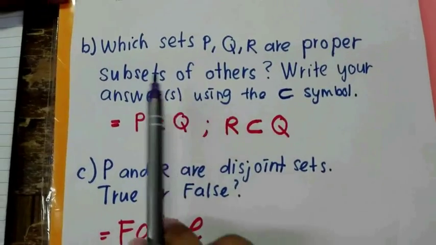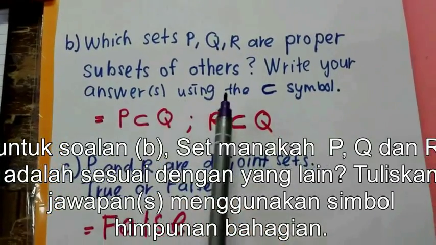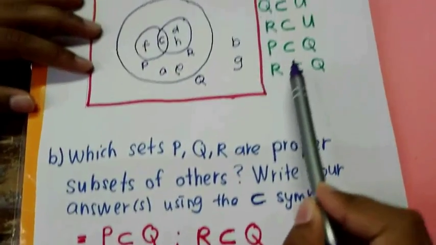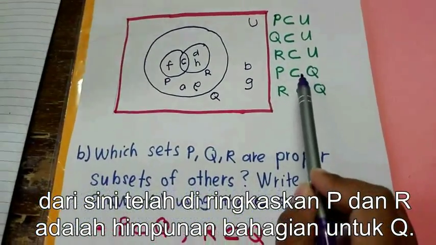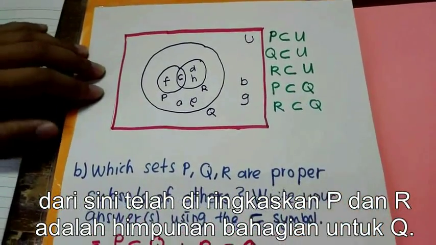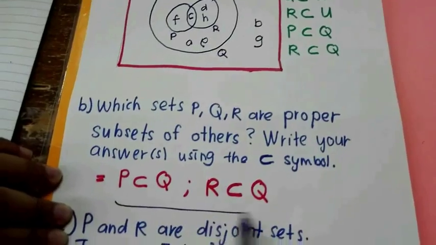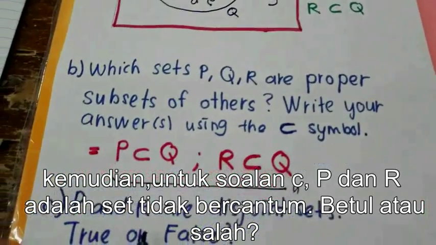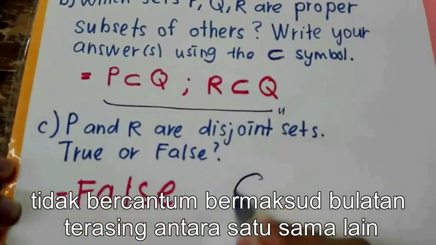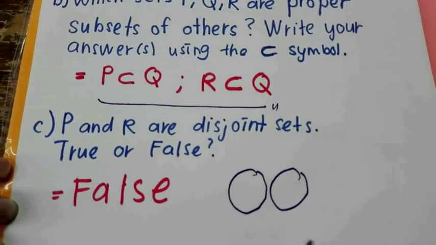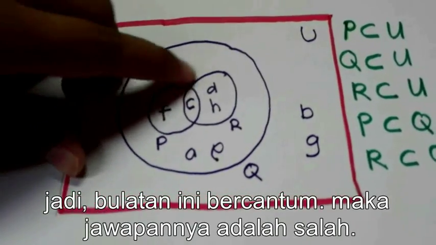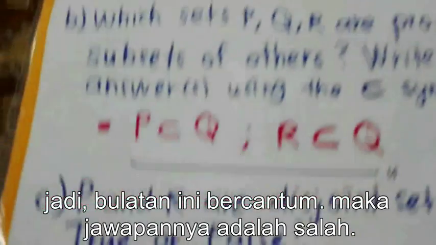For question B, which says P, Q, R are proper subsets of each other, write your answer using the subset symbol. From here we have summarized that P and R are subsets of Q. So this is the answer. And then for C, P and R are disjoint sets. True or false? Disjoint means the circles are separate from each other. This is disjoint. So here they intersect with each other. So the answer will be false.